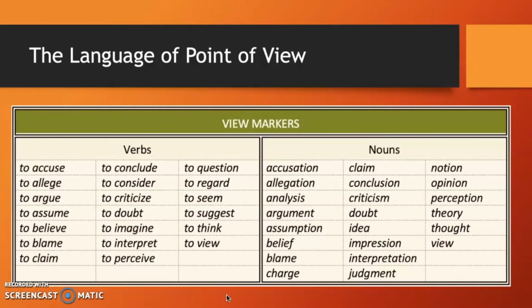Whichever words the writer chooses to use, these words indicate that the writer is talking about a view that someone has, whether it's someone else's view or their own view. Either way, these words show what people think. You should pause the video and read through these words and get to know these words so that you can more easily identify when a writer is talking about a point of view.